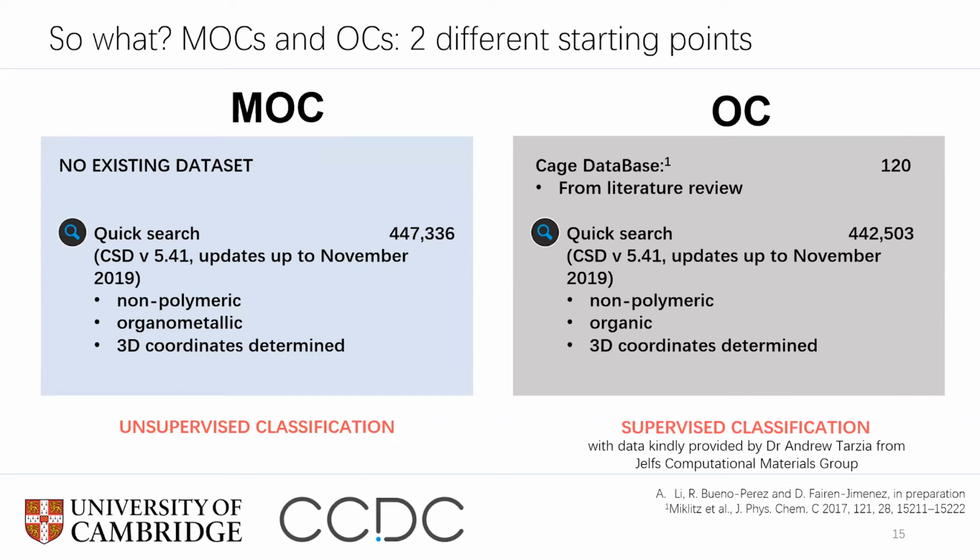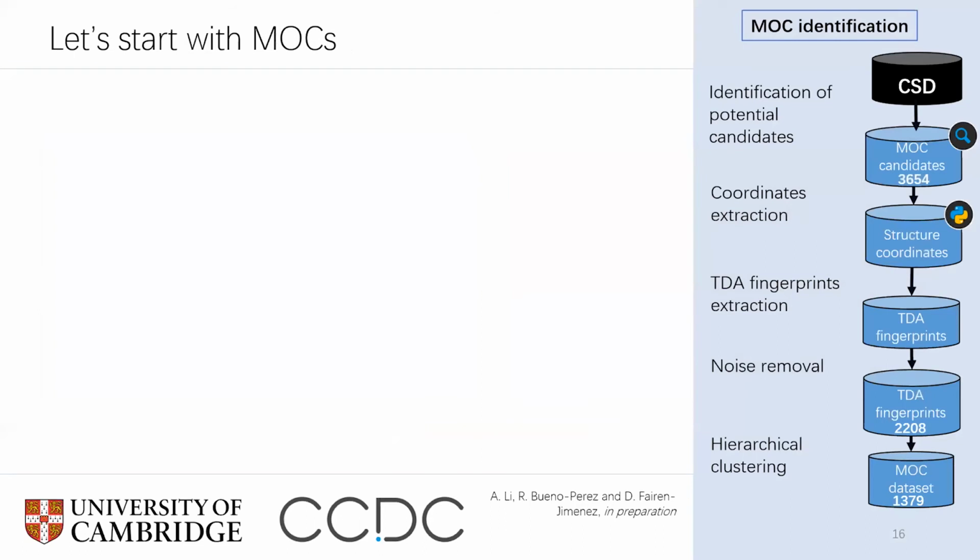I'm going to walk you through a little bit more detail for the metal organic cages before showing you what I did for organic cages. As a disclaimer, I just want to say that this is mostly a proof of concept. I just wanted to show that using TDA really can help. The machine learning part is not optimized, and I am aware of that, and I'm happy to take on any suggestions to improve. So let's start with MOCs.